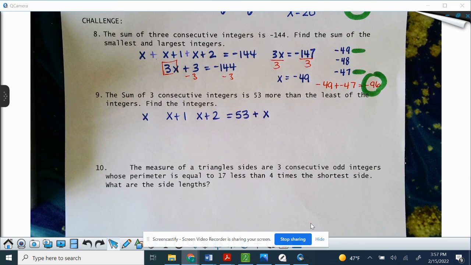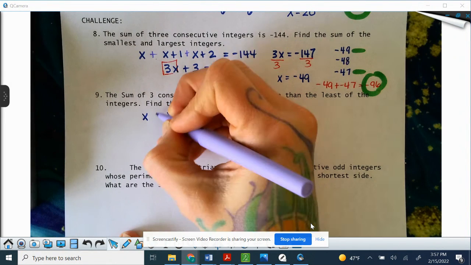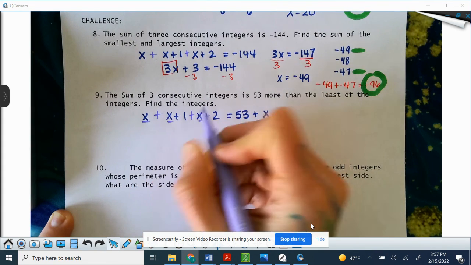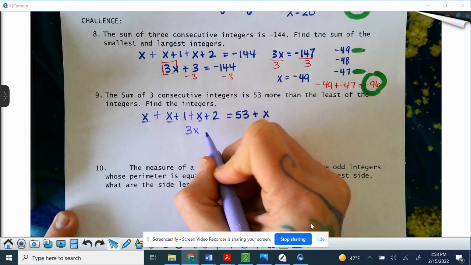So we're going to solve like this. We have extra x's now. So the sum of 3 consecutive integers is 53 more than the smallest number. And the smallest number is the one you started with, which is your x. So plus, because we had sums. So we're going to have 3 x's, 1, 2, 3. So 3x on this side. 1 plus 2 is 3.